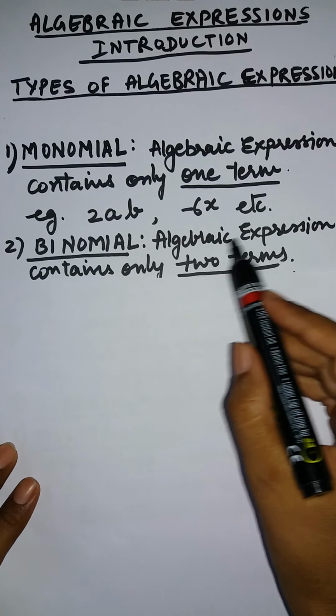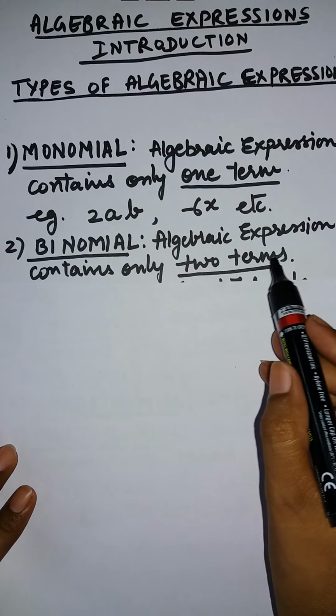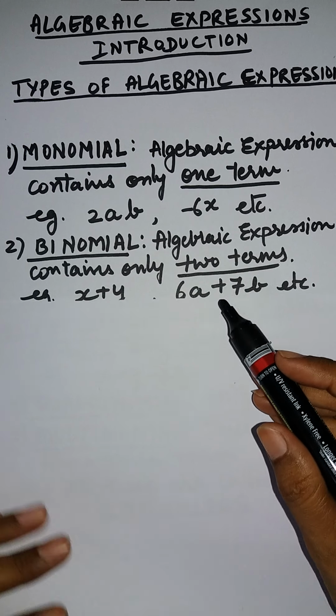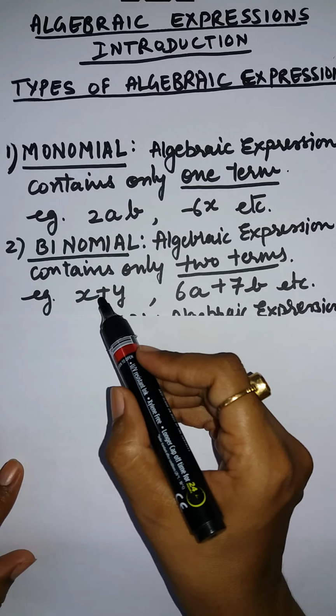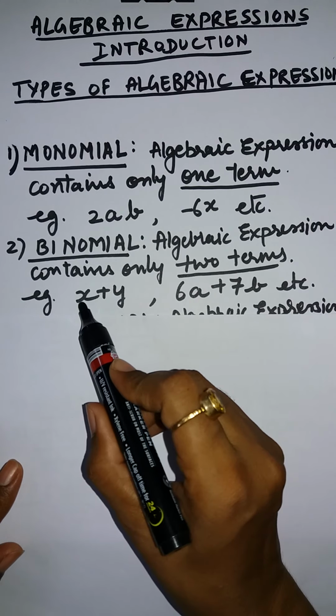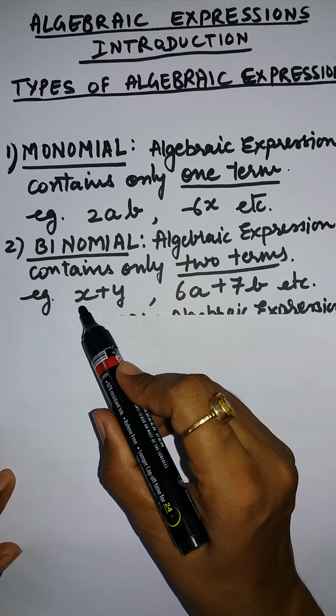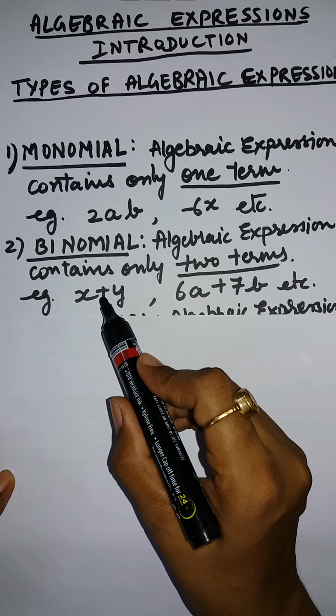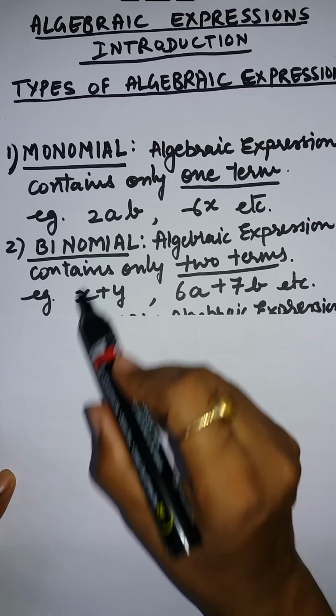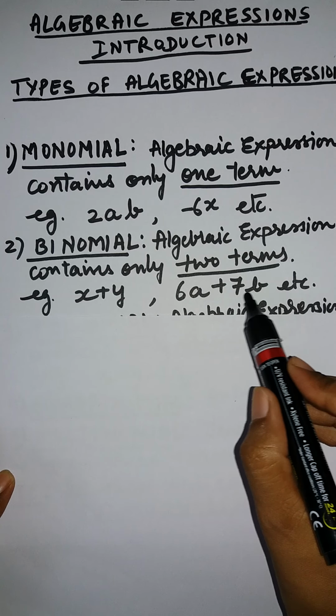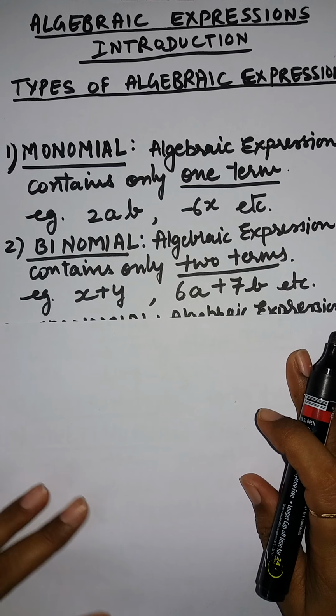Binomial. Algebraic expression contains only two terms. For example, x plus y. Here x and y are the two terms which is connected by plus sign. Therefore, it is called binomial. 6a plus 7b is another example.